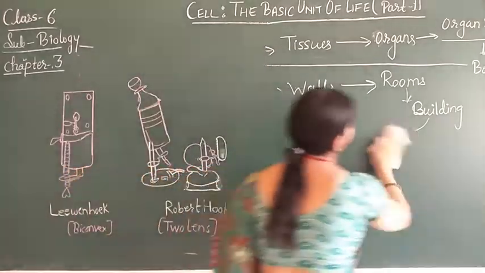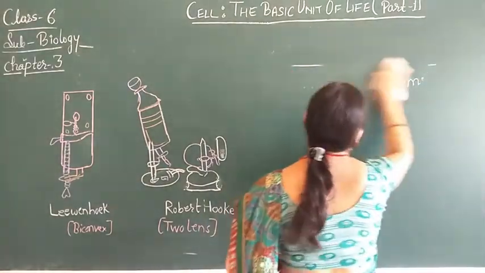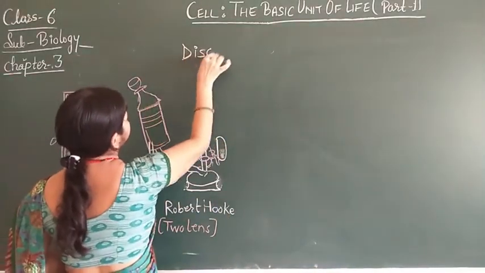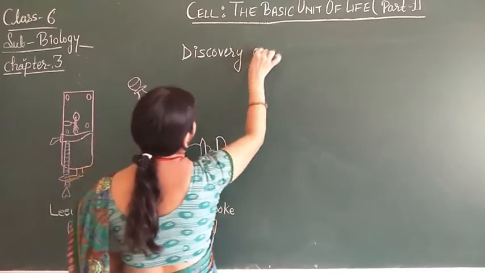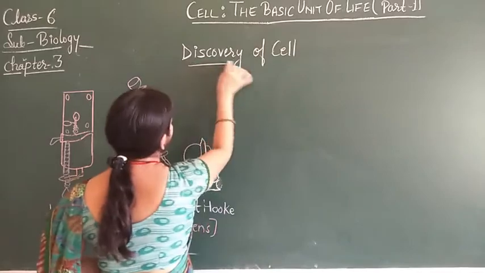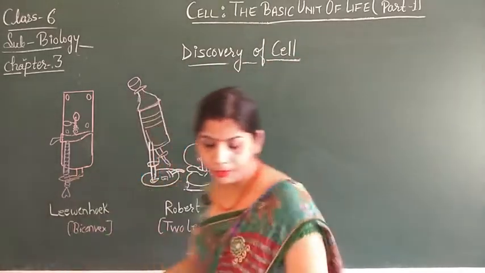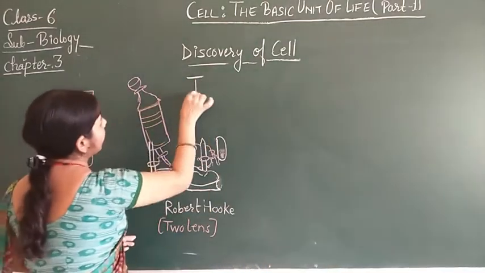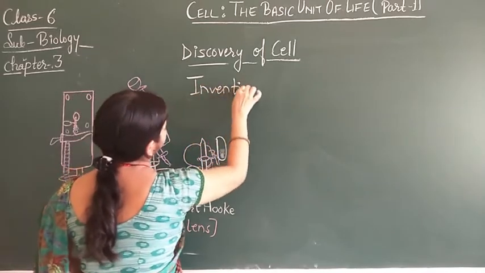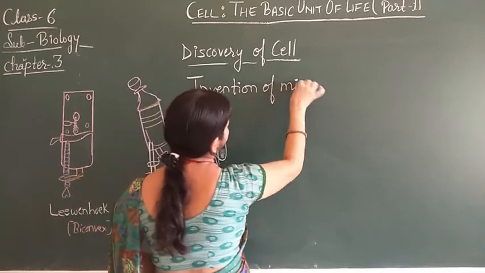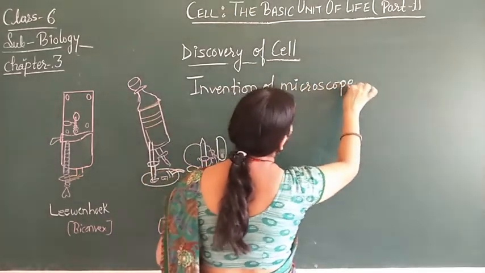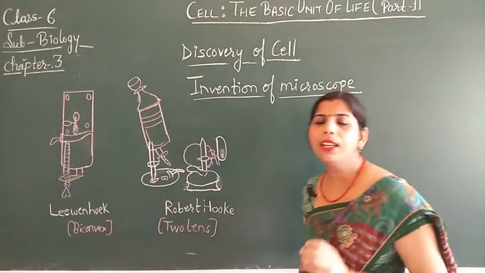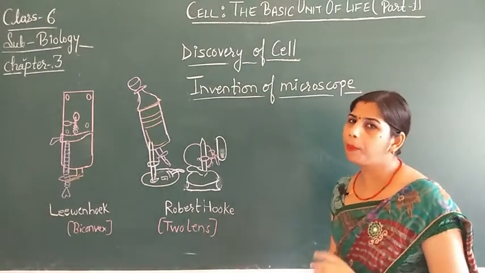Now, how did the discovery of the cell start? For the discovery of cells, one more important term is the invention of the microscope, because a microscope is an instrument which helps us see very minute particles which we are not able to see with our naked eyes.